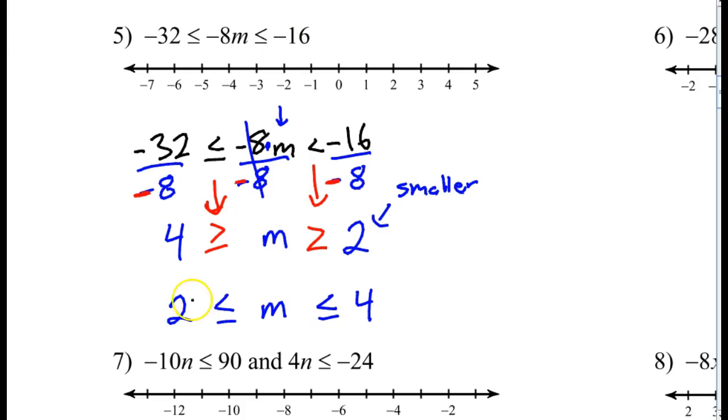Alright, so both closed, right? Because they're both equal. So we got 2 and 4. Go up to 2. Go up to 4. There we go. Connect them. So remember, this means everything between 2 and 4 is an answer. Everything between.